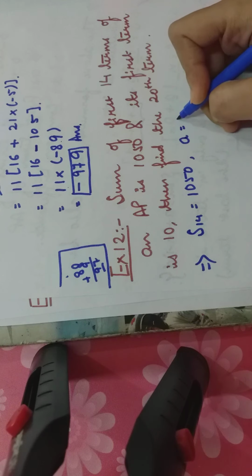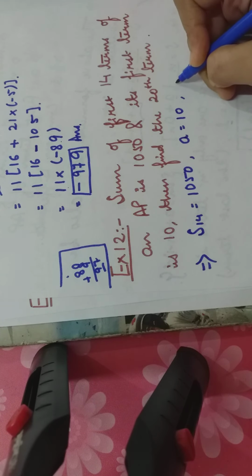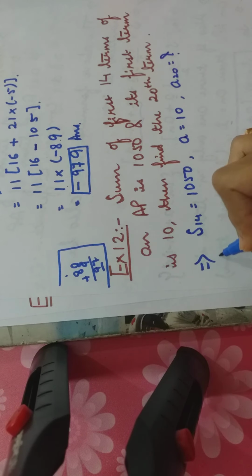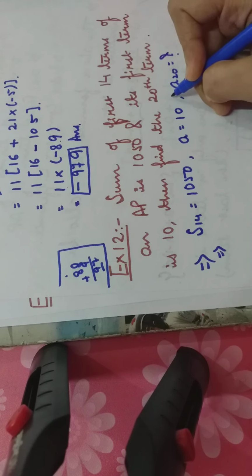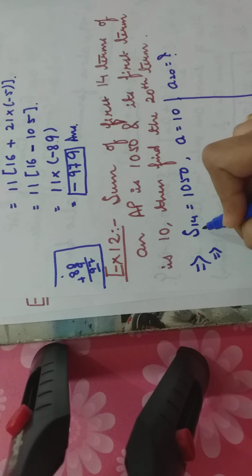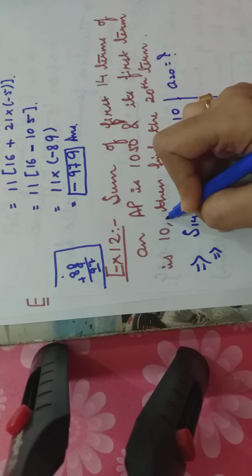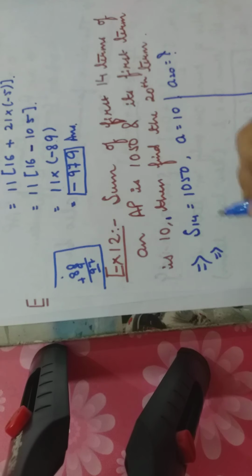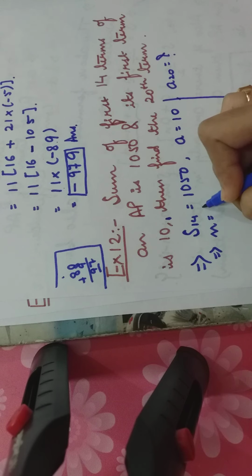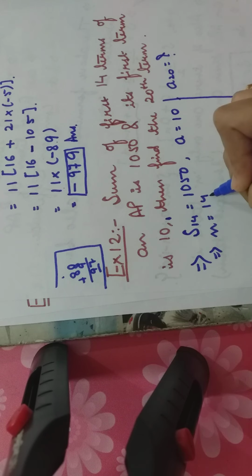The first term of the AP is 10. And what I have to find is the 20th term. Since I have to find the 20th term, first come to the first part of this question. First read the question till here. Sum of the first 14 terms, that is S14, is given, so the value of n will be 14.